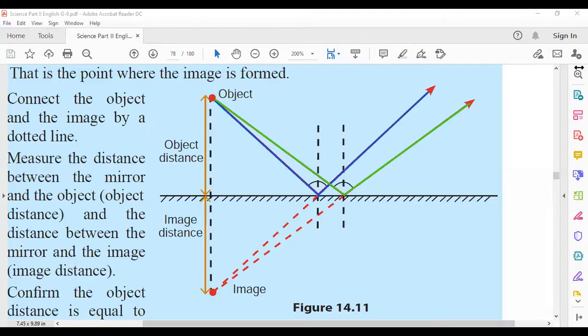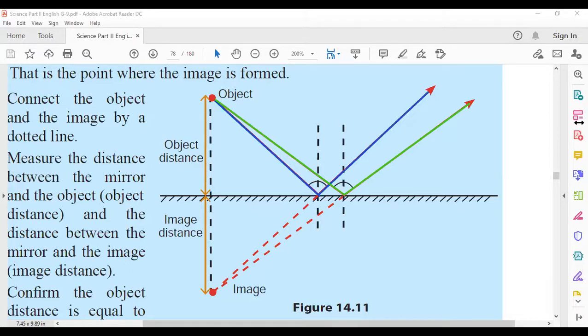So if you take the incidence angle for the blue line in the picture I have drawn, the blue line and the green line, which one is bigger? The blue line angle of incidence or the green line angle of incidence? The green line.